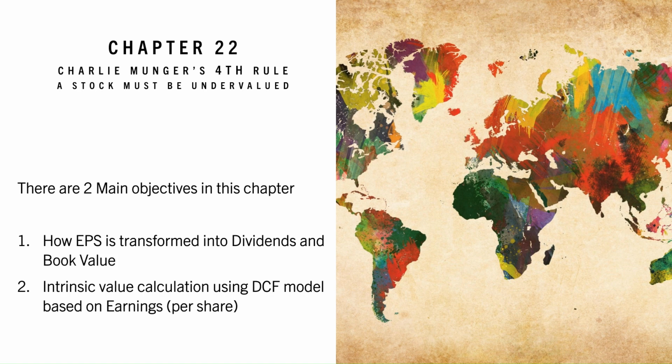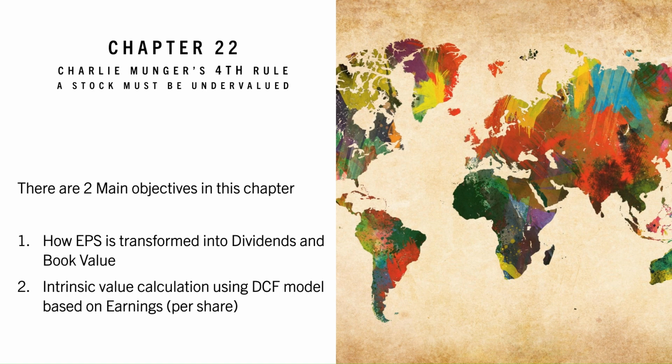Welcome to Chapter 22, Charlie Munger's fourth rule: a stock must be undervalued. In this chapter, we have two objectives. The first is to understand how the earnings per share, or the EPS, is transformed into book value and dividend. And the second is how to calculate the intrinsic value of a stock based on the discounted cash flow model using the earnings per share.